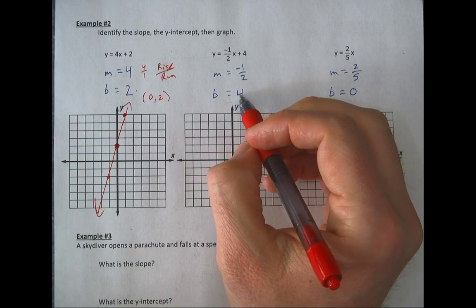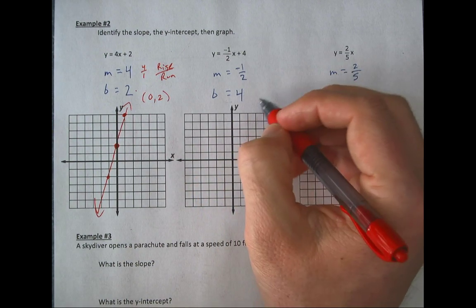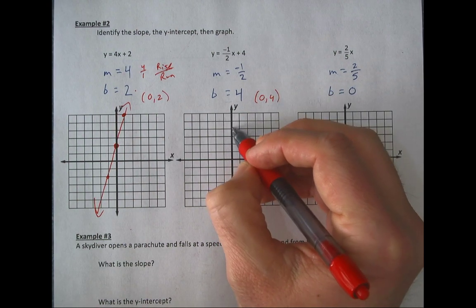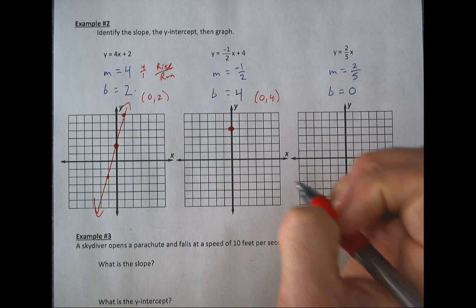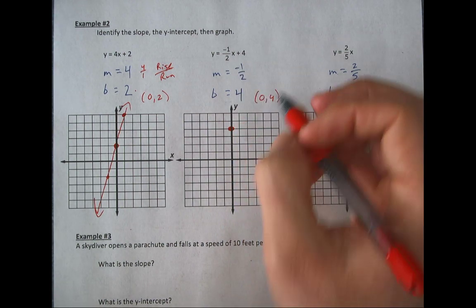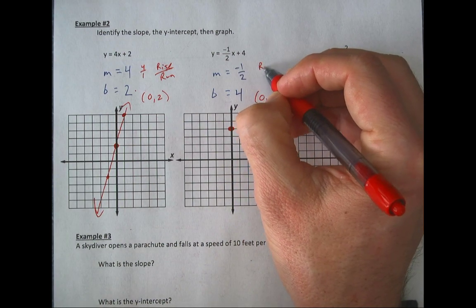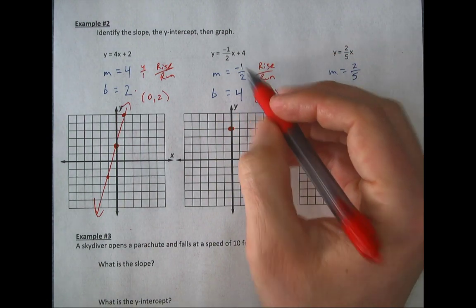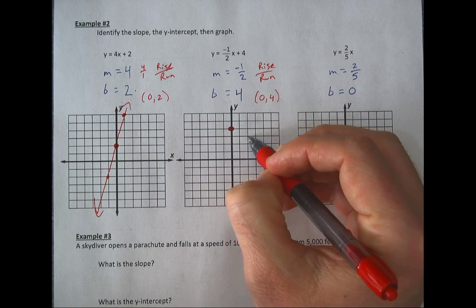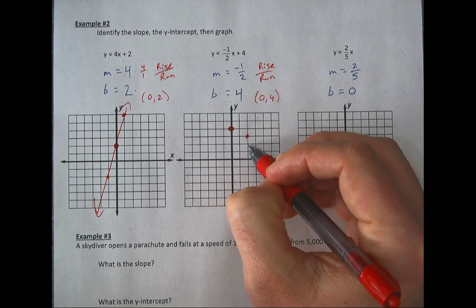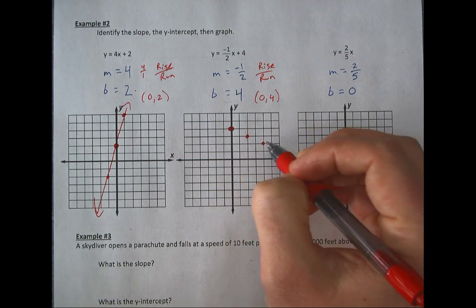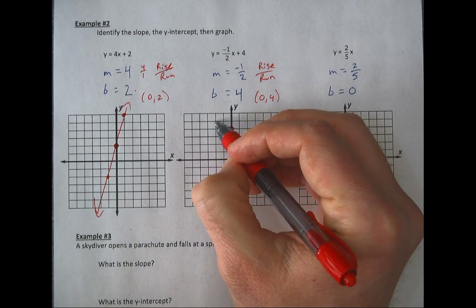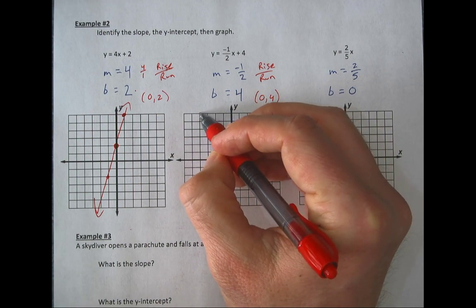The point that this hits the y-axis is at 4. So that's like the point 0, 4. 1, 2, 3, 4, hits the y-axis at 4. Now it's got a slope of -1/2. So that's your rise and run. Negative means it's going down 1. So down 1/2, down 1/2. You can go as many times as you want. And if you're going to go the other way, up 1/2, up 1/2.